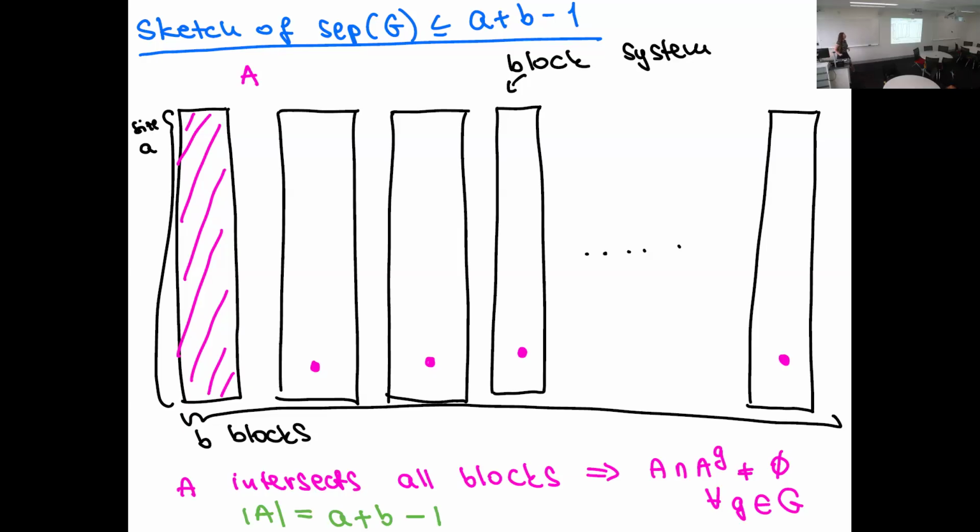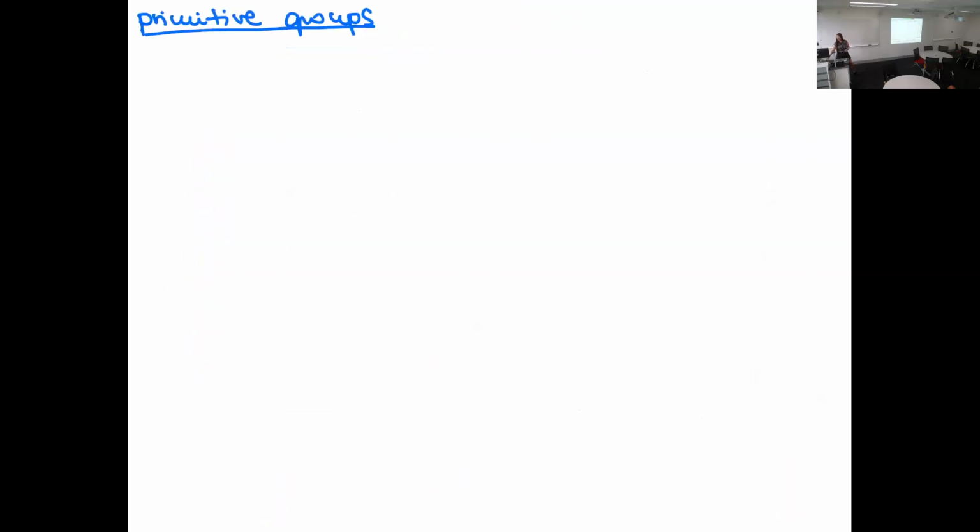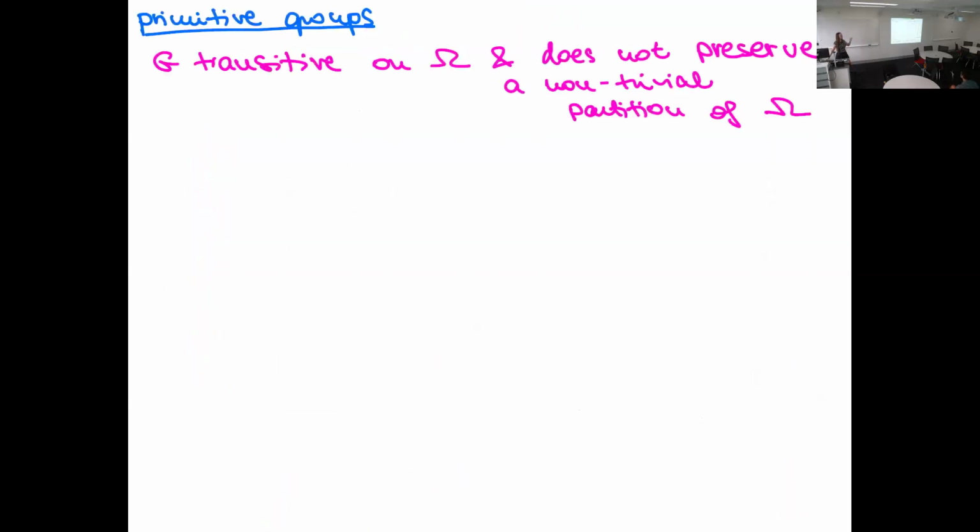So we have seen that for the imprimitive groups, the separability number is driven by the separability number of this K wreath H. So that is kind of a reason for us to focus on primitive groups, because you can think of imprimitive groups as putting some primitive groups together. And the primitive groups are transitive and do not preserve a non-trivial partition of omega.